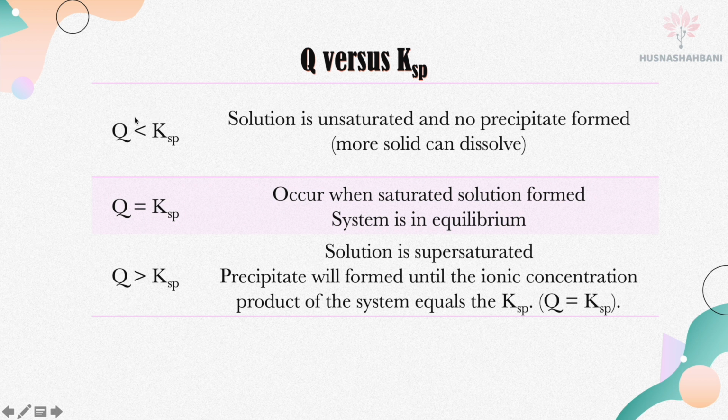Q versus KSP. When the value of Q is less than KSP, the solution is unsaturated and no precipitate forms. When Q is equal to KSP, a saturated solution forms and the system is in equilibrium. When Q is more than KSP, the solution is supersaturated, and precipitate will form until the ionic concentration product of the system equals the KSP, until Q equals KSP.